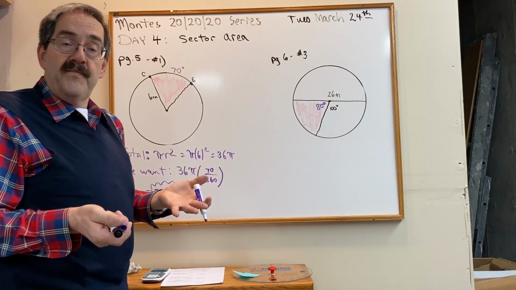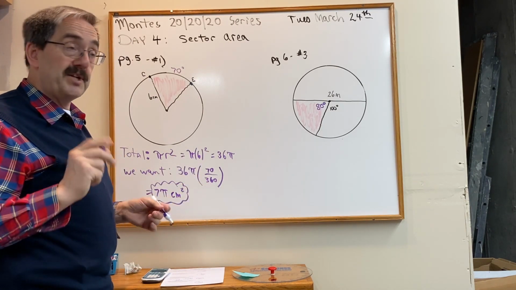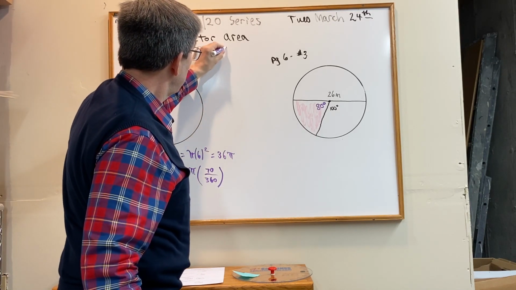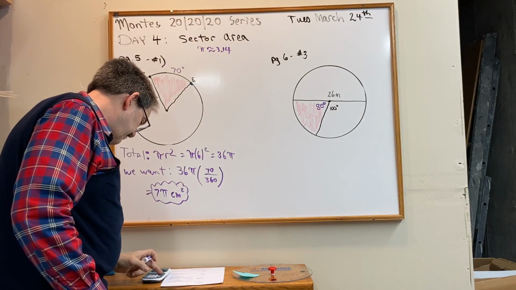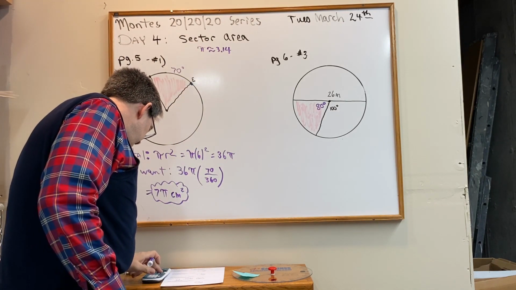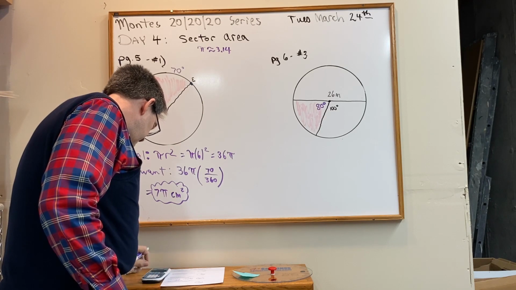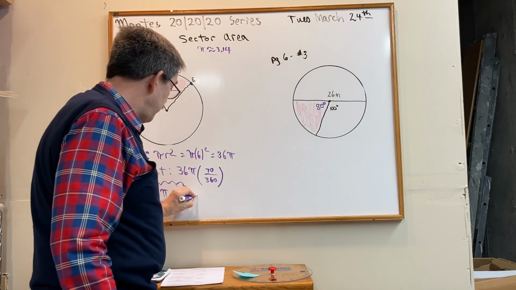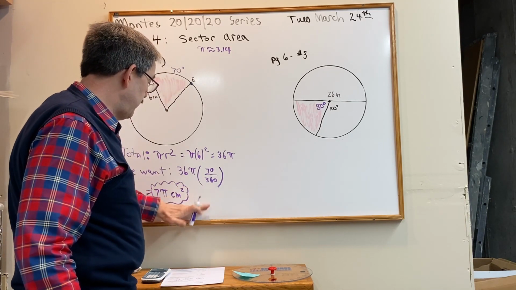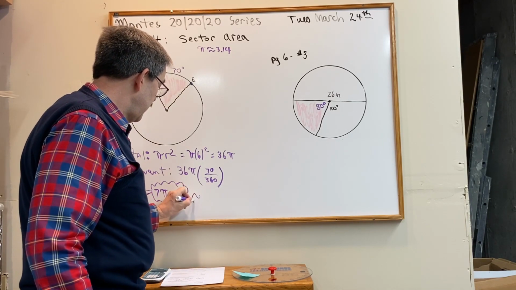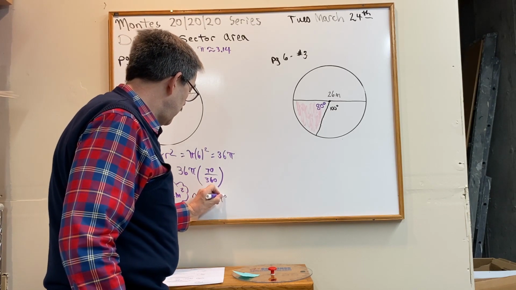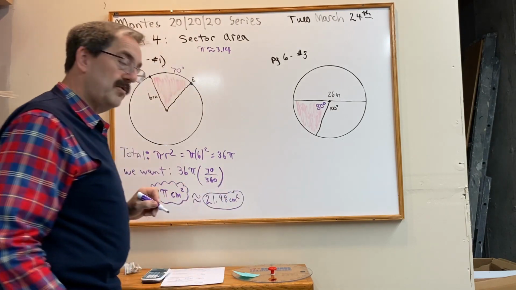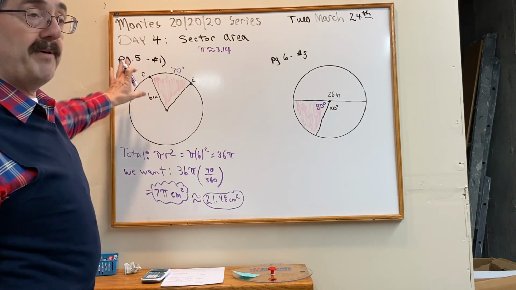And if you don't have a pi button, just estimate using 3.14. So multiply by 3.14, 21.98. And we'll do approximate. Remember how to do approximate? Cool. Now, that was on page 5.